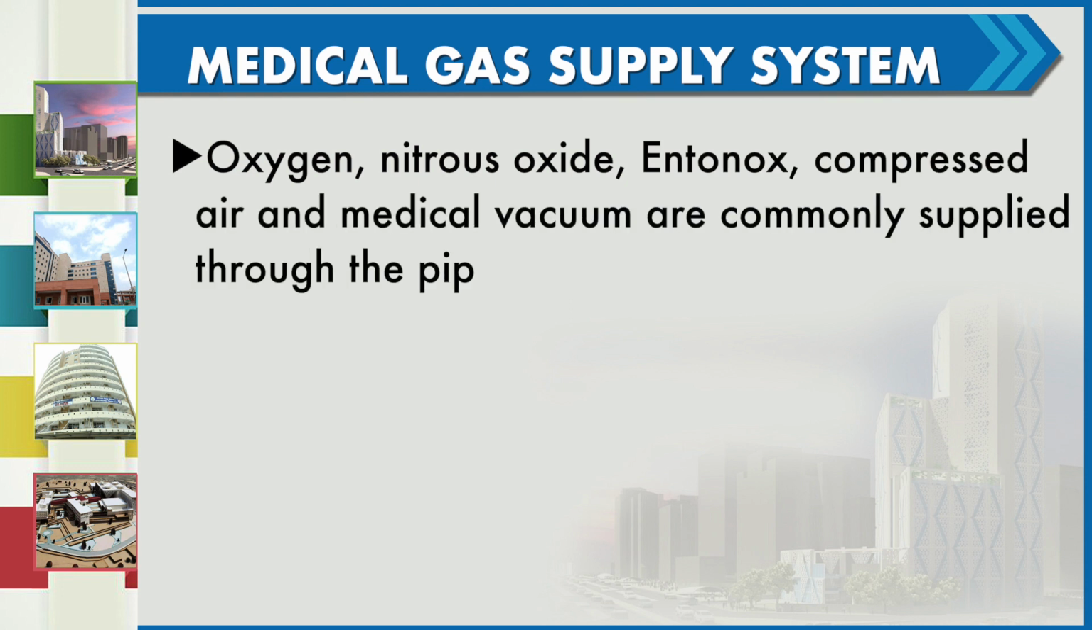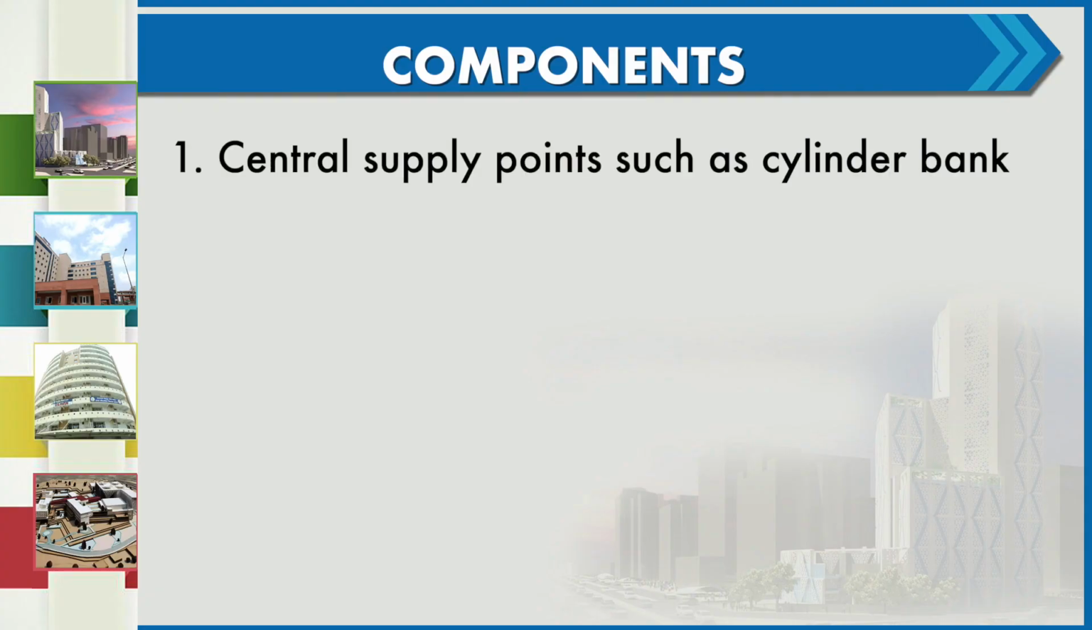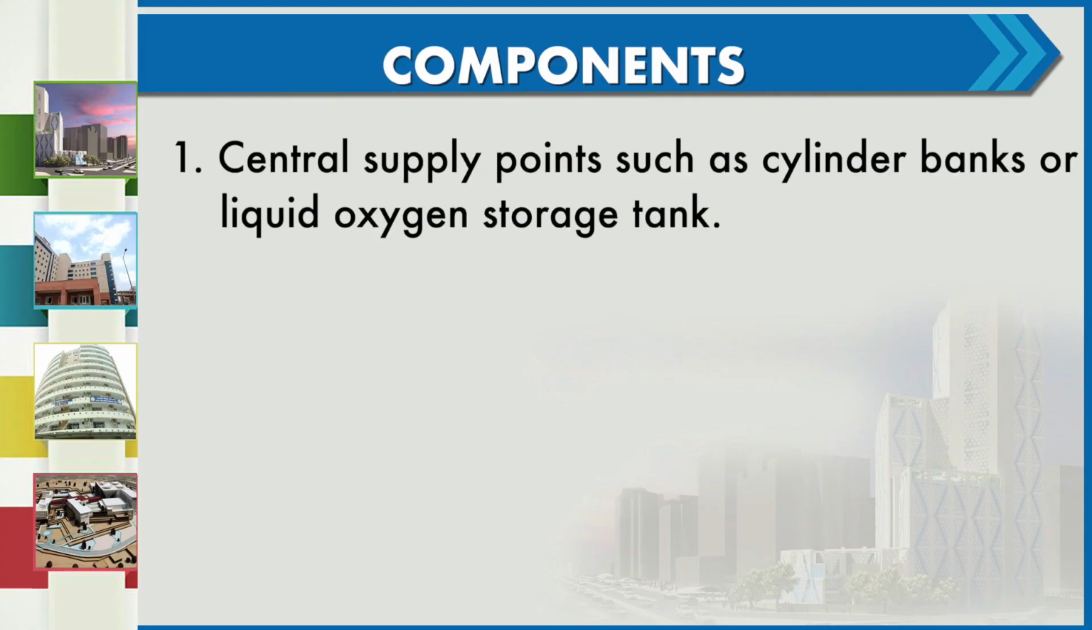Oxygen, nitrous oxide, Entonox, compressed air and medical vacuum are commonly supplied through the pipeline system. The components of a medical gas supply system are central supply points such as cylinders, cylinder banks or liquid oxygen storage tank.